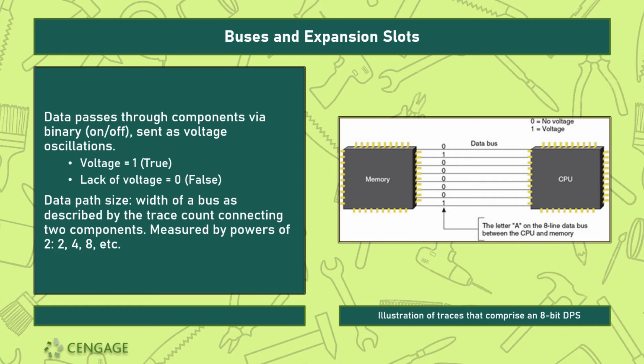It is passing in what's called parallel, one instruction 8 bits wide. So we can see 0, 1, 0, 0, 0, 0, 0, 1. That is the representation of the letter A, capitalized, on the 8-line data bus between the CPU and the memory.